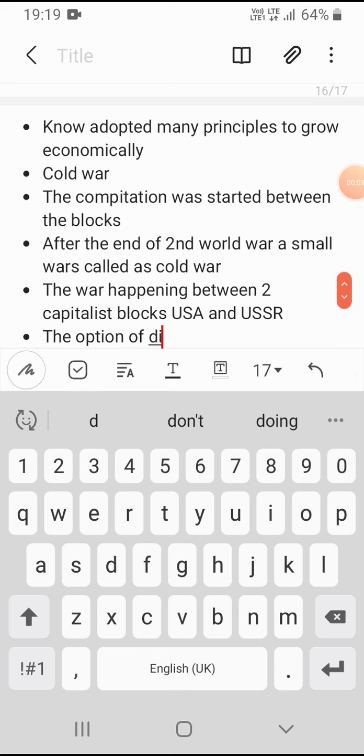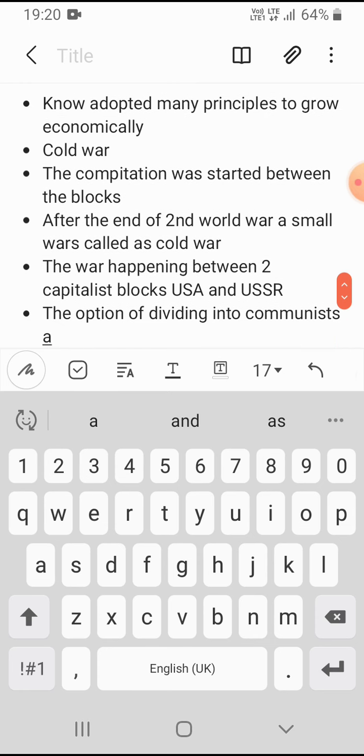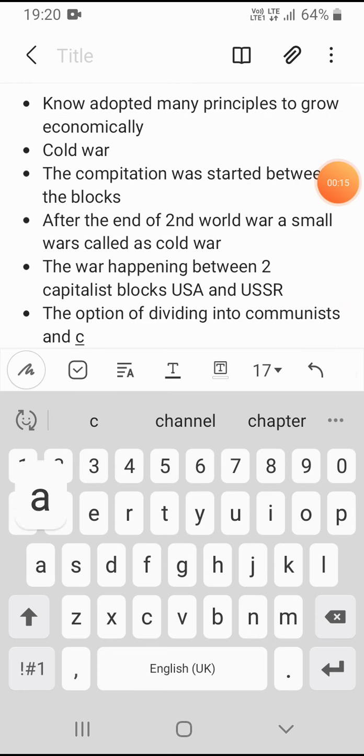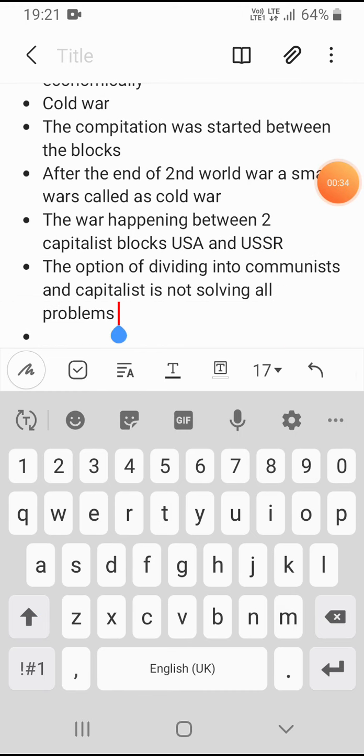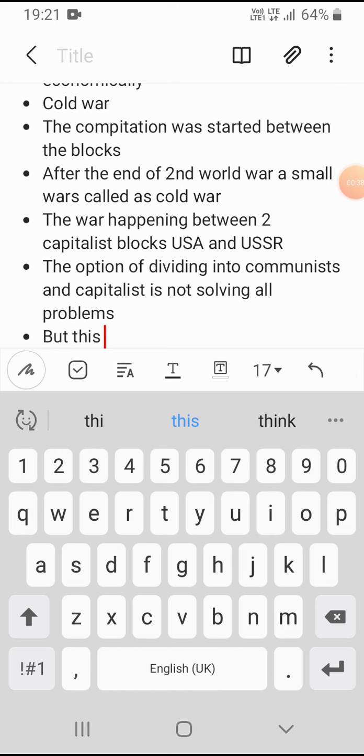The option of dividing into communist and capitalist blocs was not solving all the problems. They were making communist and capitalist blocs, but it was not solving all problems. But this communist and capitalist division ended after the Second World War.